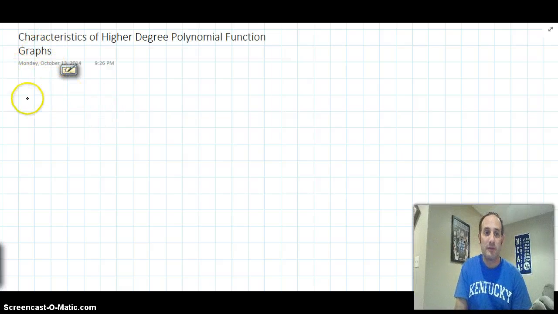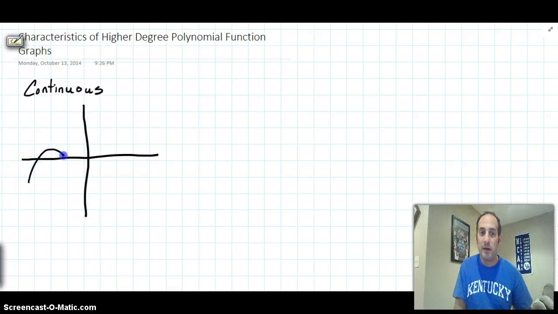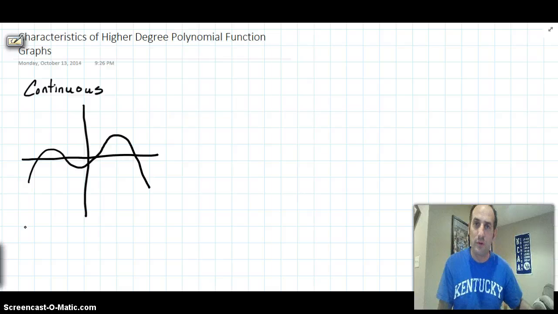Their graphs look like this. First of all, they're going to be continuous. So you're going to see a continuous graph. You're not going to see a bunch of dots. We want it to be continuous, which means there are no breaks or anything like that. A graph can be really weird looking and still be a polynomial. But look at all these things right here, that's an example of a polynomial function. Smooth curve, no breaks or gaps. So this one would be good.